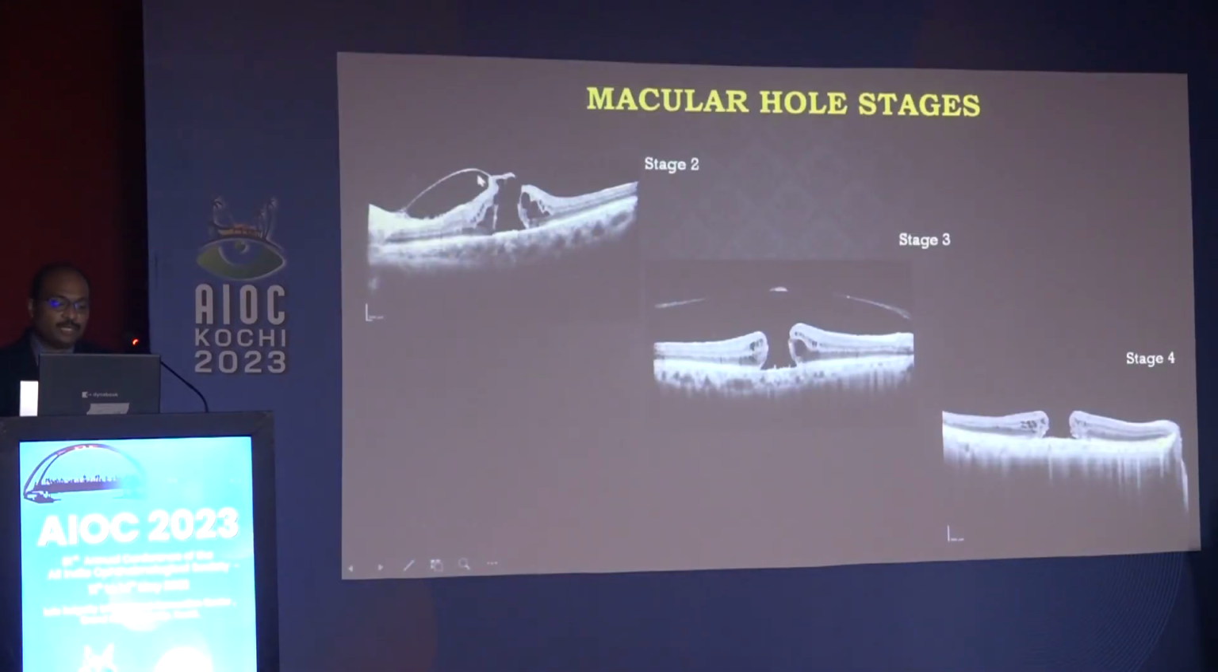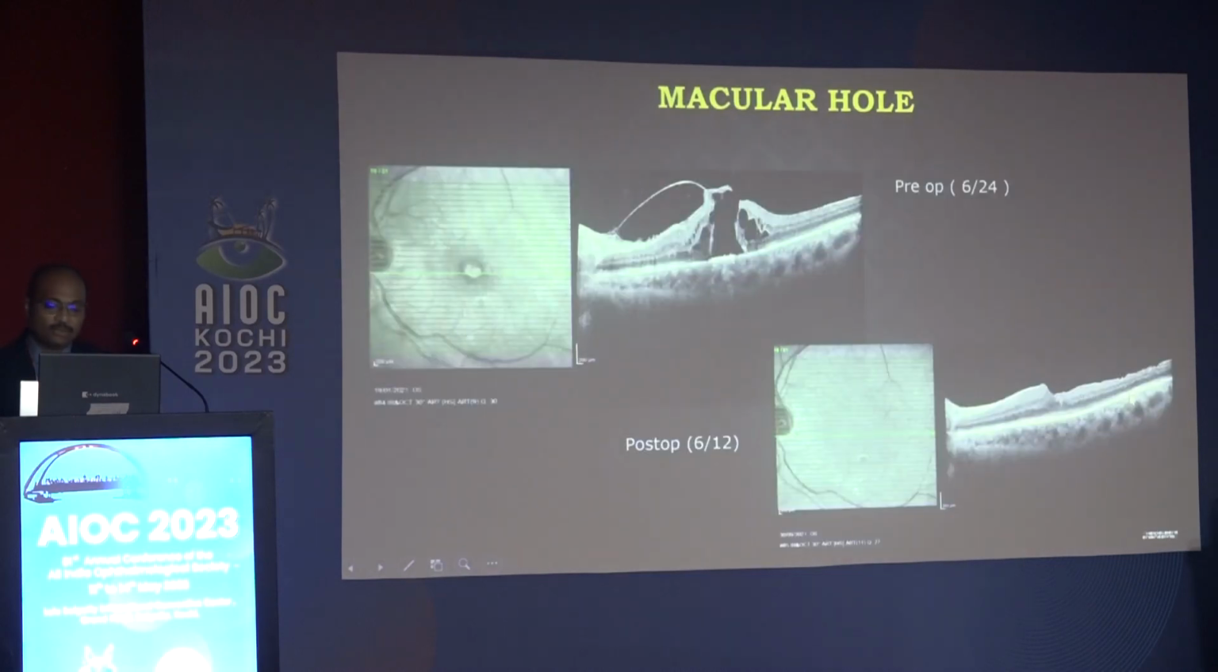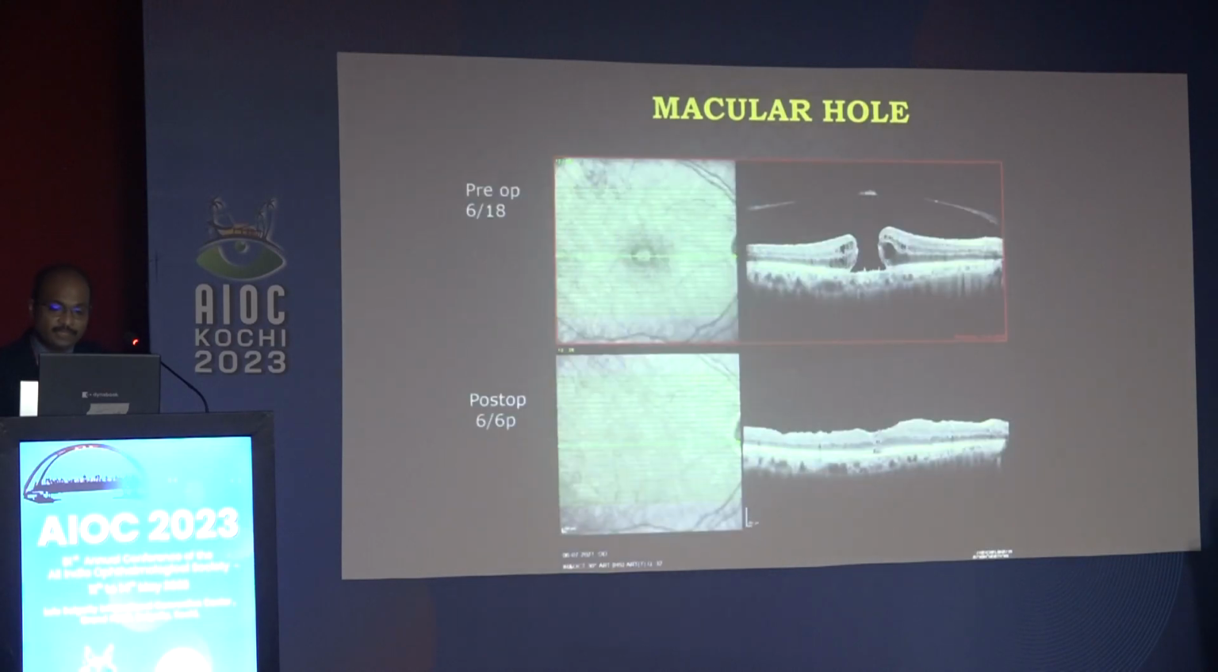So this is stage 2, where the flap is just lifted up. This is stage 3. I'll just finish in a couple of minutes. With the operculum here, this is a full thickness macular hole. So this is a stage 2 macular hole. You can see the pre-op 624, and then post-op improves. And this is stage 3 and post vitrectomy and ILM peeling.